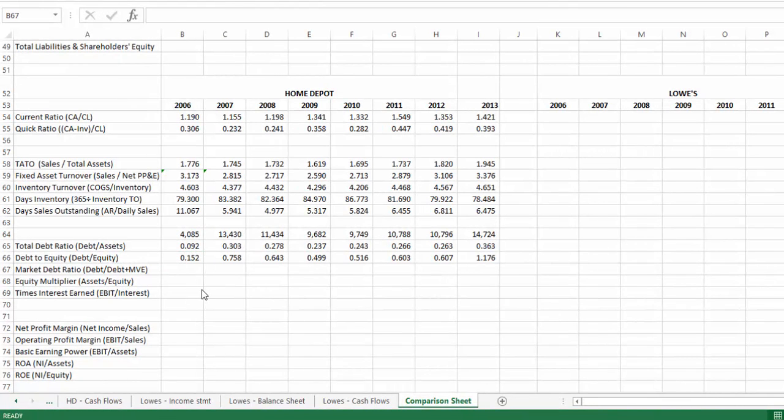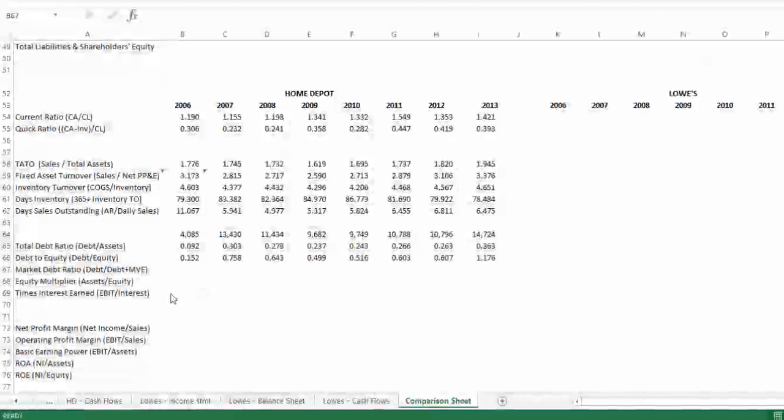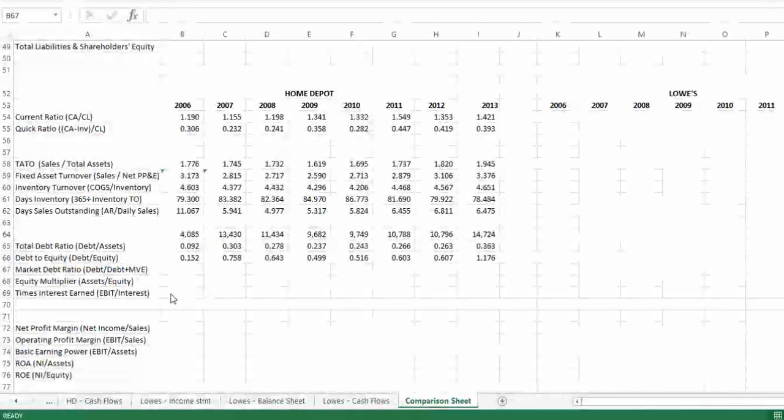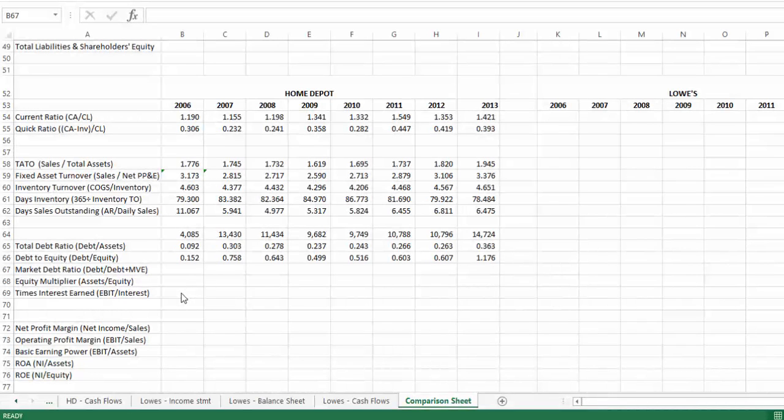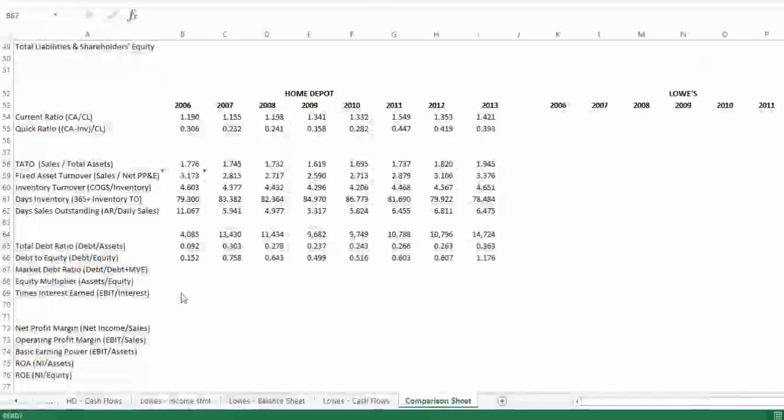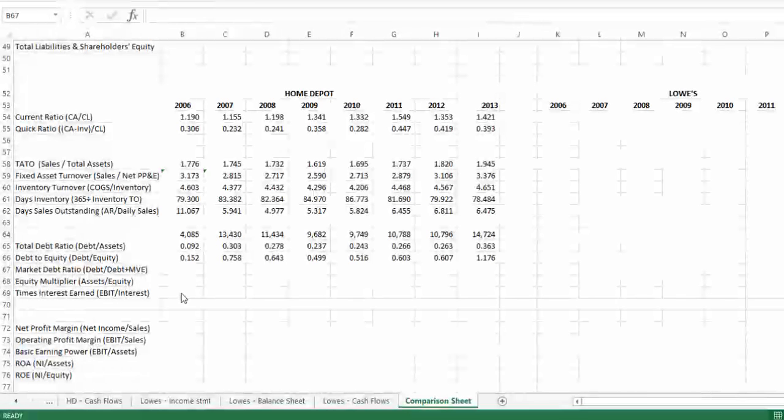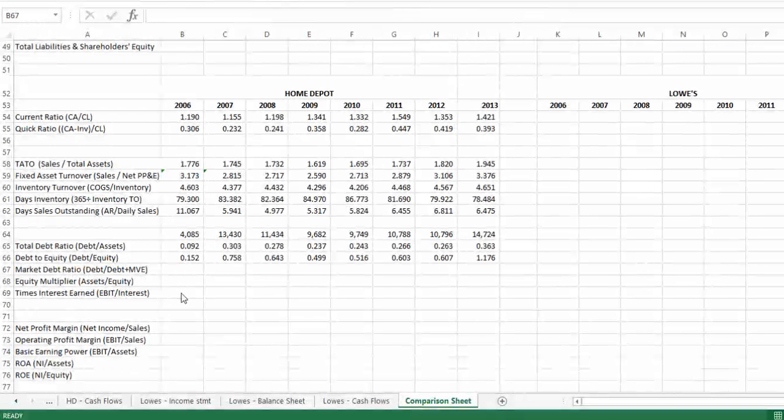So for the market debt ratio, we're going to be taking a look at the debt divided by the debt plus the market value of equity. So it's going to be slightly different than the debt to equity ratio that we just calculated, where the equity number there was the book value of equity, so the equity number from the balance sheet. Now we're going to go away from the balance sheet and look at what the value of equity is in the marketplace. So basically, if you're familiar at all with the stock market, the market cap of the firm. And we're going to use that for each of the past several years.